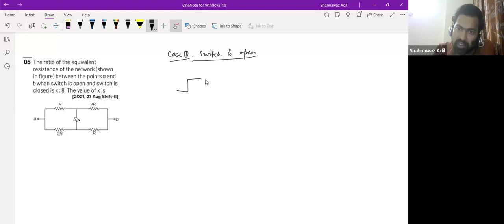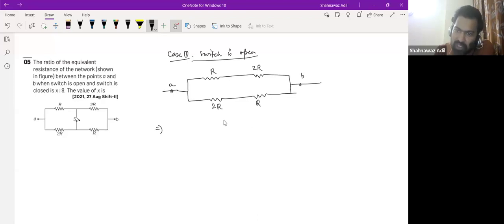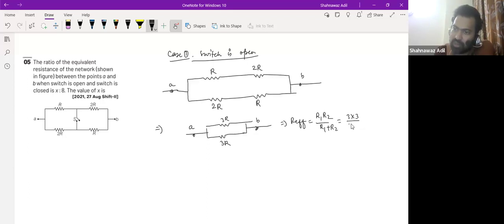If the switch is open, then this would be the overall circuit. No current would pass through this part. This is A, this is B. These are in series, so the effective diagram would be 3R and 3R, and then these are in parallel. What would be the R effective if we have two resistances? R1 into R2 divided by R1 plus R2. So 3 into 3 divided by 3 plus 3. How much is this? 9 by 6, so 3 by 2. This is the effective resistance for the switch open case.